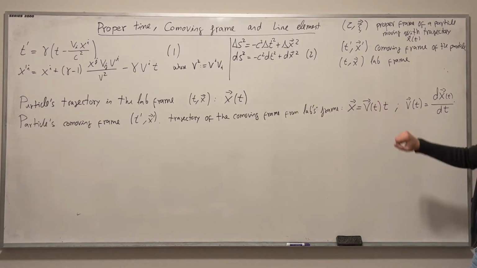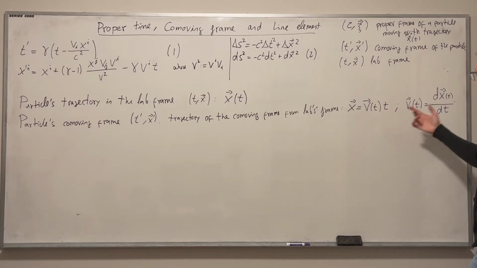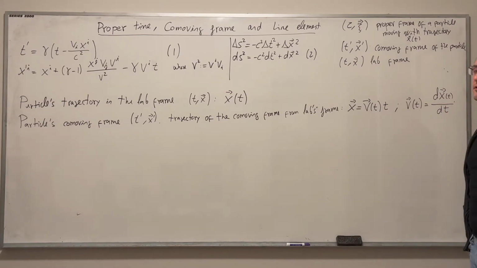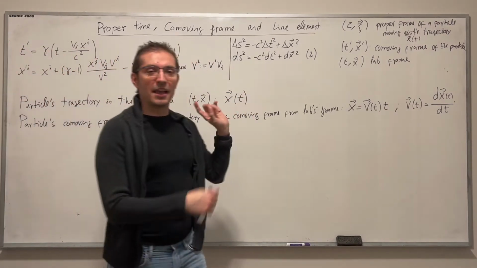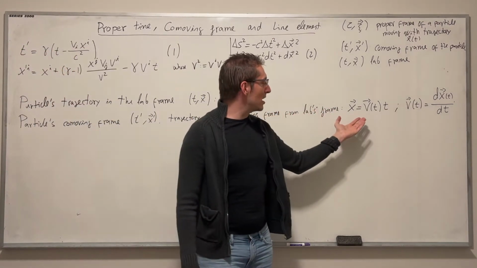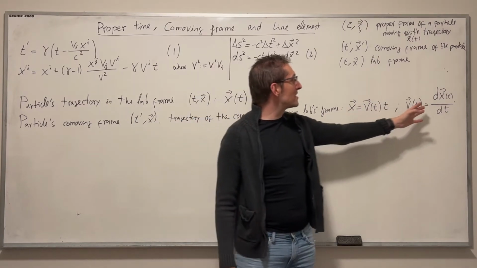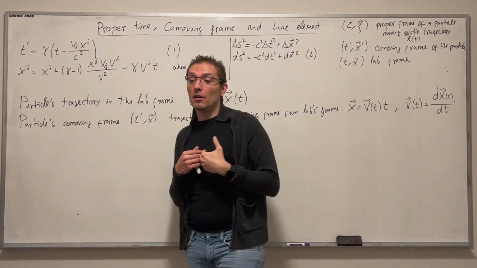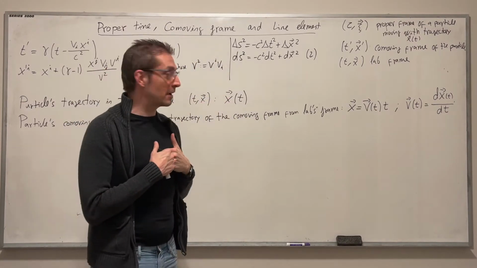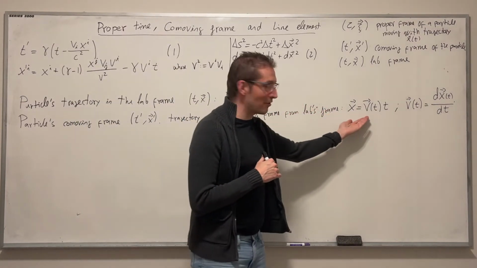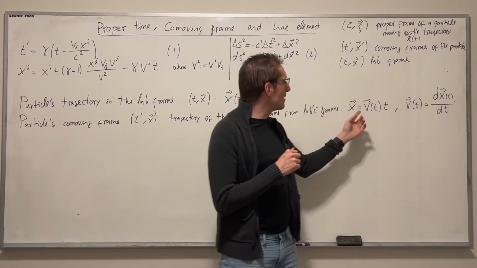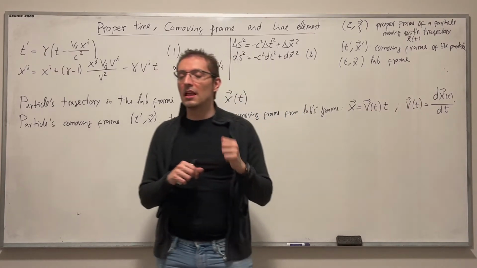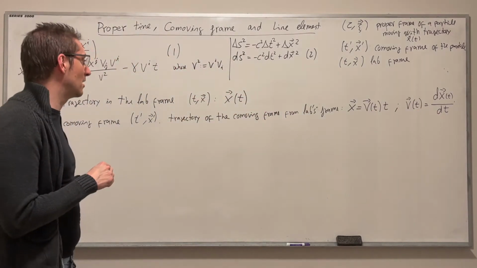So the trajectory of the comoving frame would be V of t times t, where the velocity depends on t, like the derivative with respect to the lab frame of the trajectory. That's the trajectory of the comoving frame. Keep in mind that at every point in time, the comoving frame is moving at the speed v that coincides exactly with the speed of the particle. At every time there's a family of frames, and the corresponding comoving frame is the one that has the velocity that matches the velocity of the particle at that particular point.